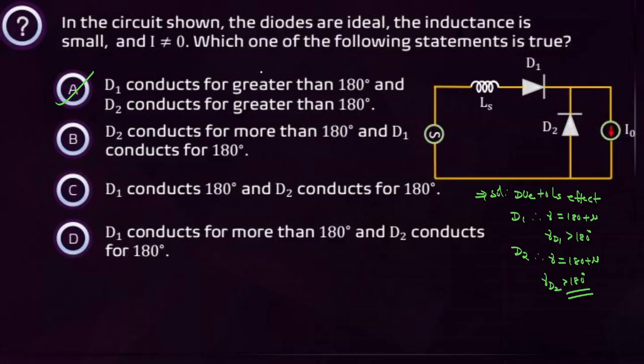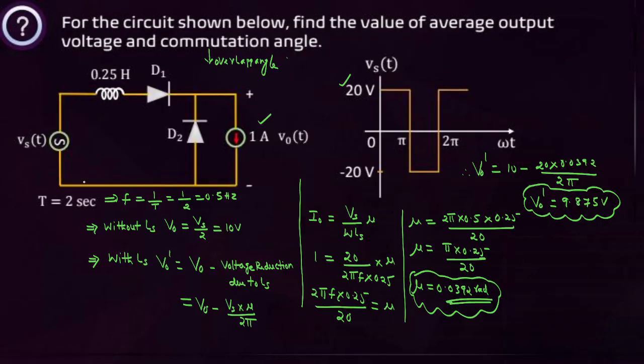Then this problem I already solved. D1 conducts for greater than 180 degrees. D2 also conducts for greater than 180 degrees because of the source inductance effect. And this problem also you have to practice. Okay, this is also a very important model, students. This is also due to the source inductance concept. Direct formula you can expect. Direct problem you can expect, students. This problem you have to practice.